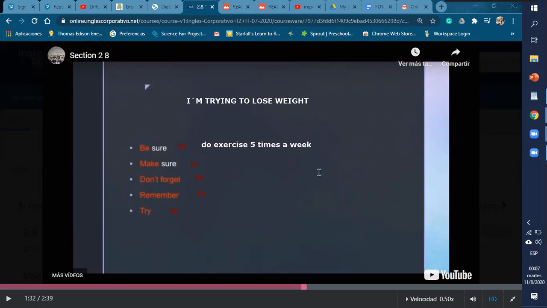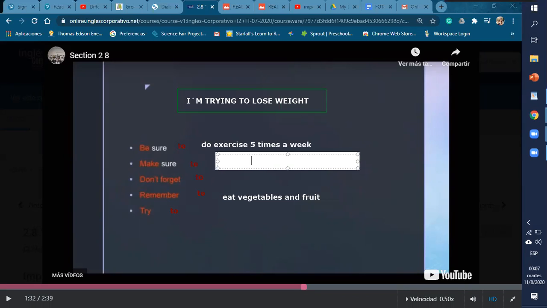Okay, thank you. What else, guys? Remember to eat vegetables and fruit. I eat that, but it's not working. The problem is I eat more than that. Okay, what else? Try to understand the topic for today. Okay, yeah, but is that going to help me lose weight? Make sure to watch your health. Yeah, that works.